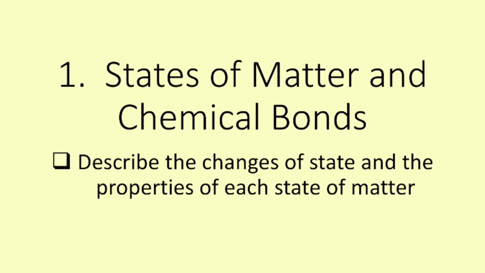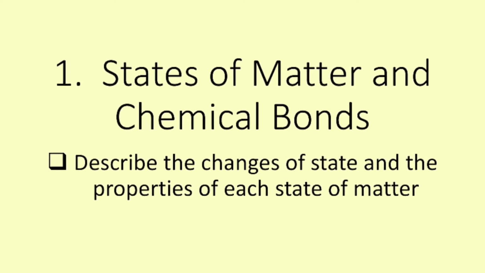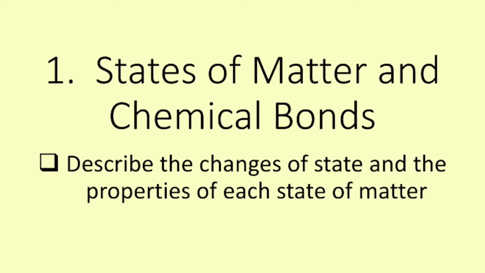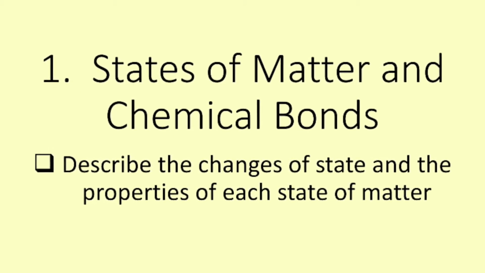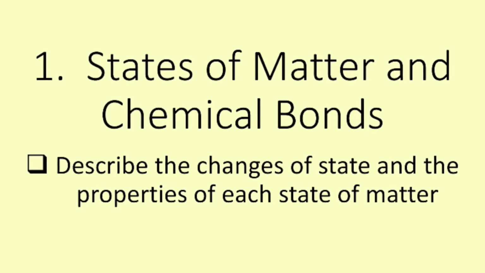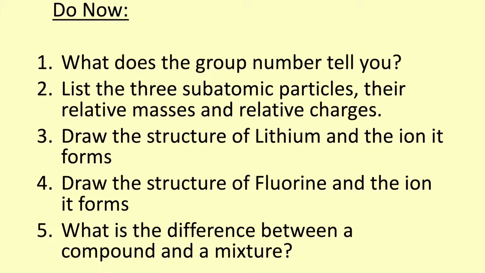So we are going to be starting a new topic now, looking at structure and bonding, and we're going to be kicking this off with states of matter and chemical bonding. And by the end of this, we should be able to describe the changes of state and the properties of each state of matter. So 5 starter questions for you. Pause the video, have a go at them, and then on the next slide I will go through the answers.